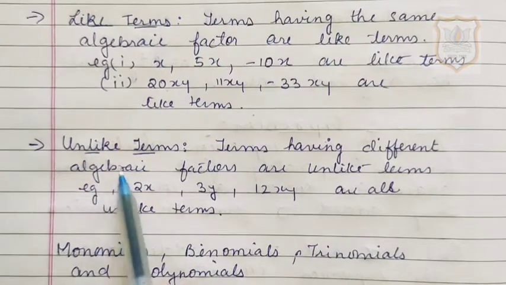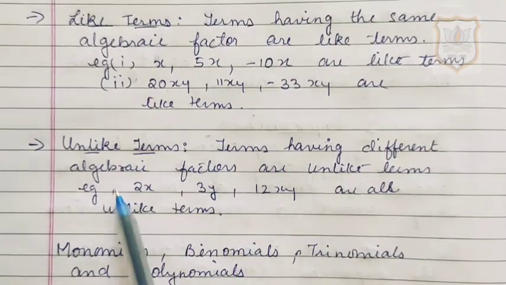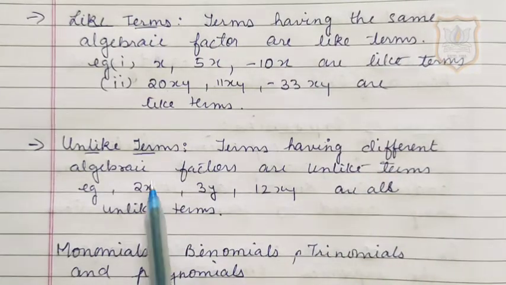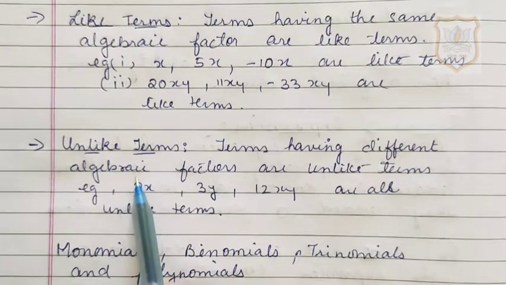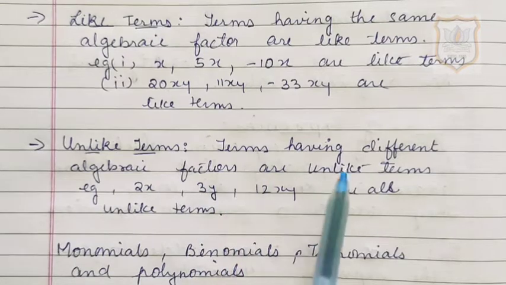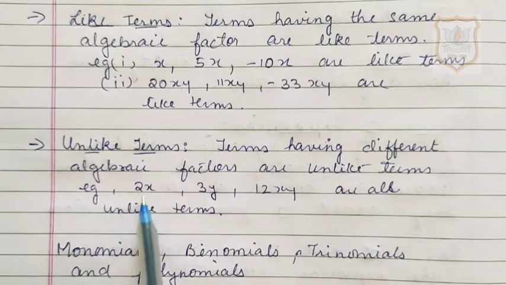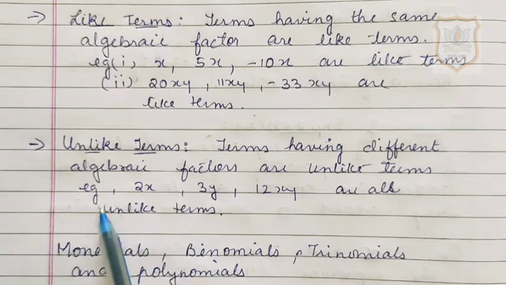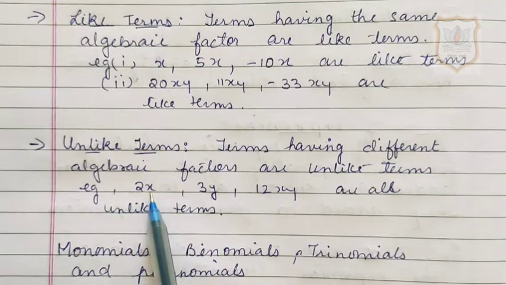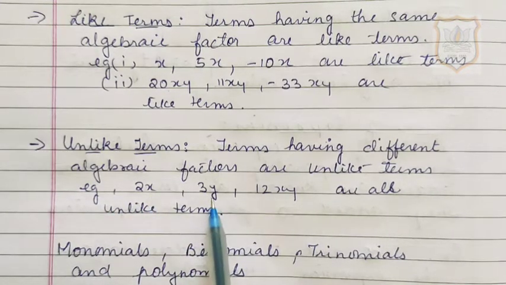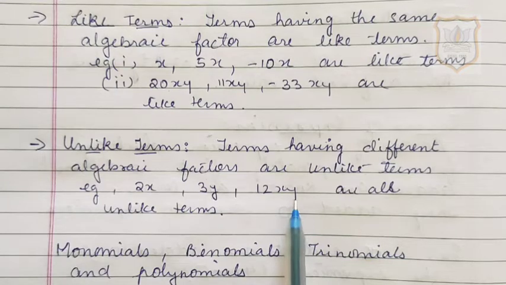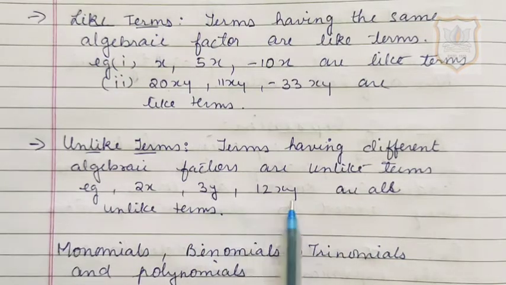Next is unlike terms. Terms having different algebraic factors are unlike terms. The terms which have different algebraic factors are called unlike terms. For example, 2x, 3y, 12xy are all unlike terms. Students, here you can see the variable in this term is x, in this term is y, and here the variable is xy. In all the three cases, the variables are different. So we can say that these are unlike terms.